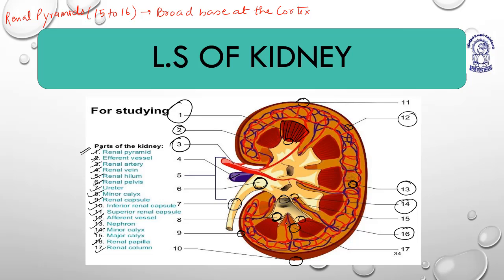So this is the longitudinal section of the kidney. You have to go through these labelings once again so that you can get it more properly. The medulla is divided into medullary pyramids. Medullary pyramids merge into the renal papilla. Between the medullary pyramids, the cortex extends, which is known as the renal column of Bertini.